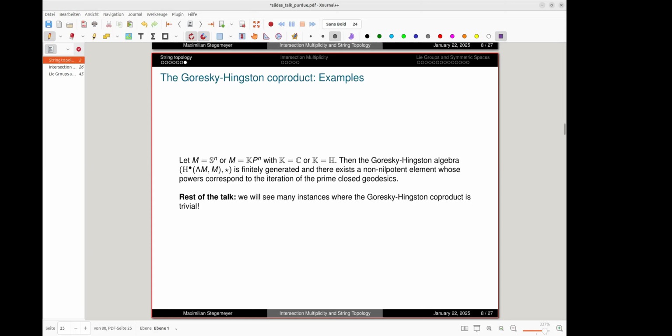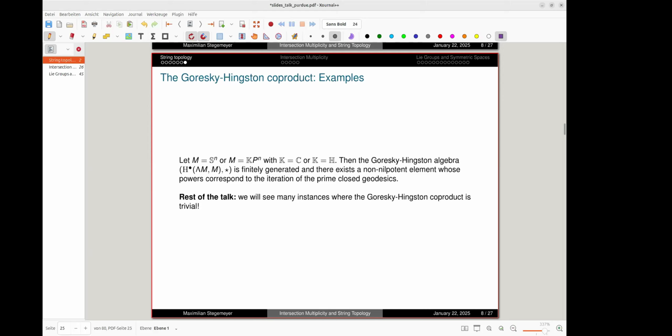In the rest of the talk, we will actually see many instances where the Goresky-Hingston coproduct, and also then the product, is trivial. And I personally found this a bit surprising. It is known that the Sullivan product usually is non-trivial and interesting. And I will show you several results where the coproduct is just completely trivial. Recall that it's not co-unital, so it can just be zero.